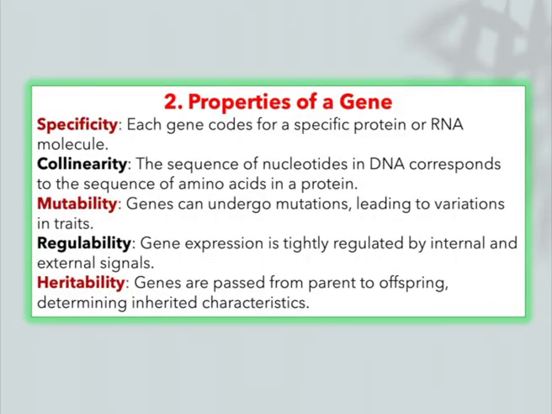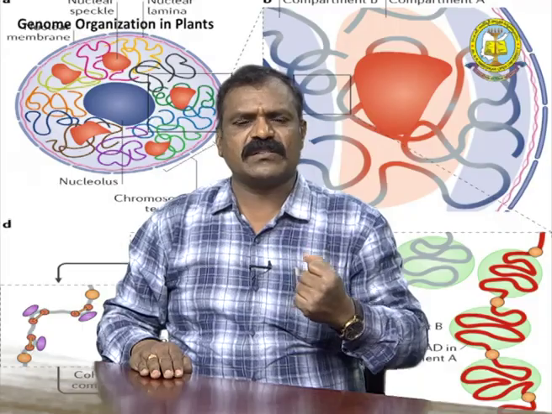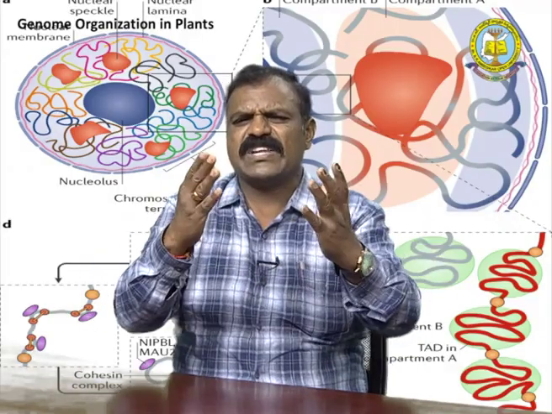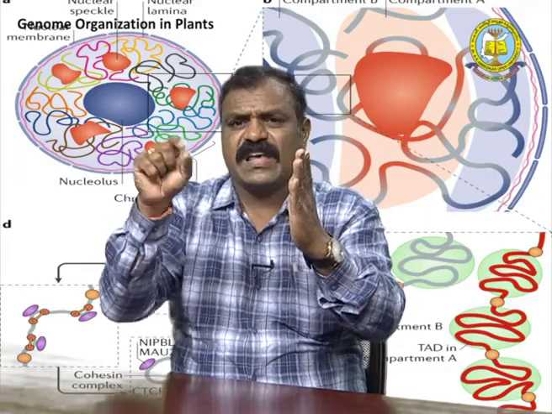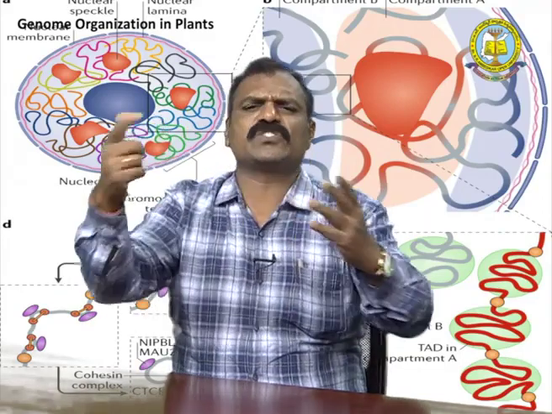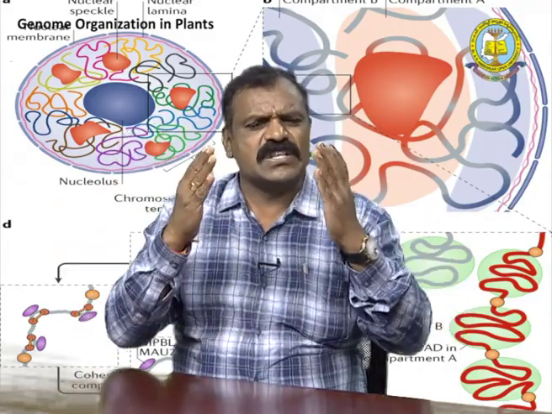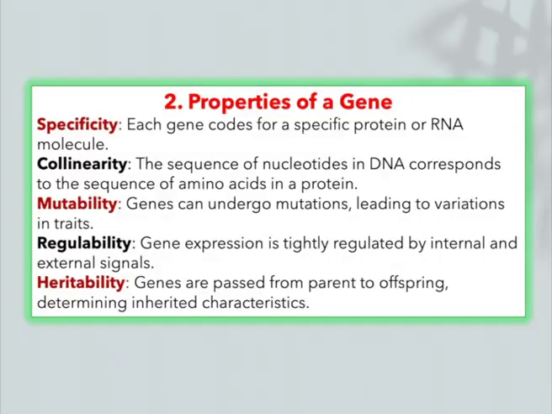Okay, and collinearity, the second property of the gene. The sequence of nucleotides in DNA corresponds to the sequence of amino acids in a protein. Then mutability: genes can undergo mutations. Mutation is nothing but a sudden change in the gene sequence or genetic sequence that leads to variations or different genetic disorders.